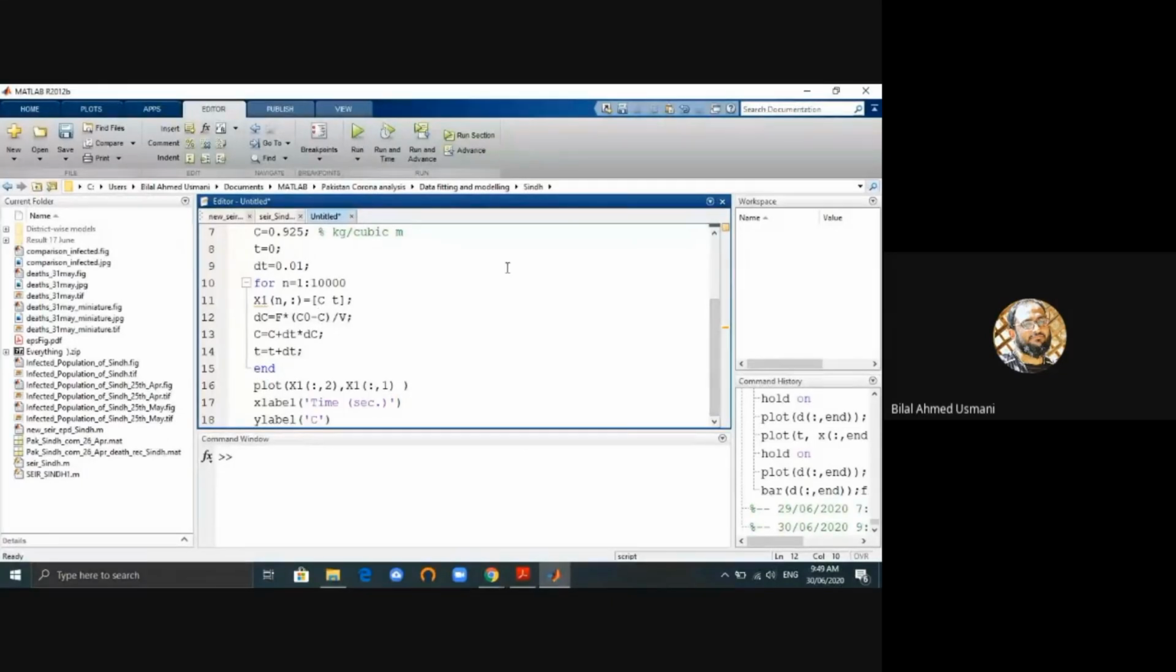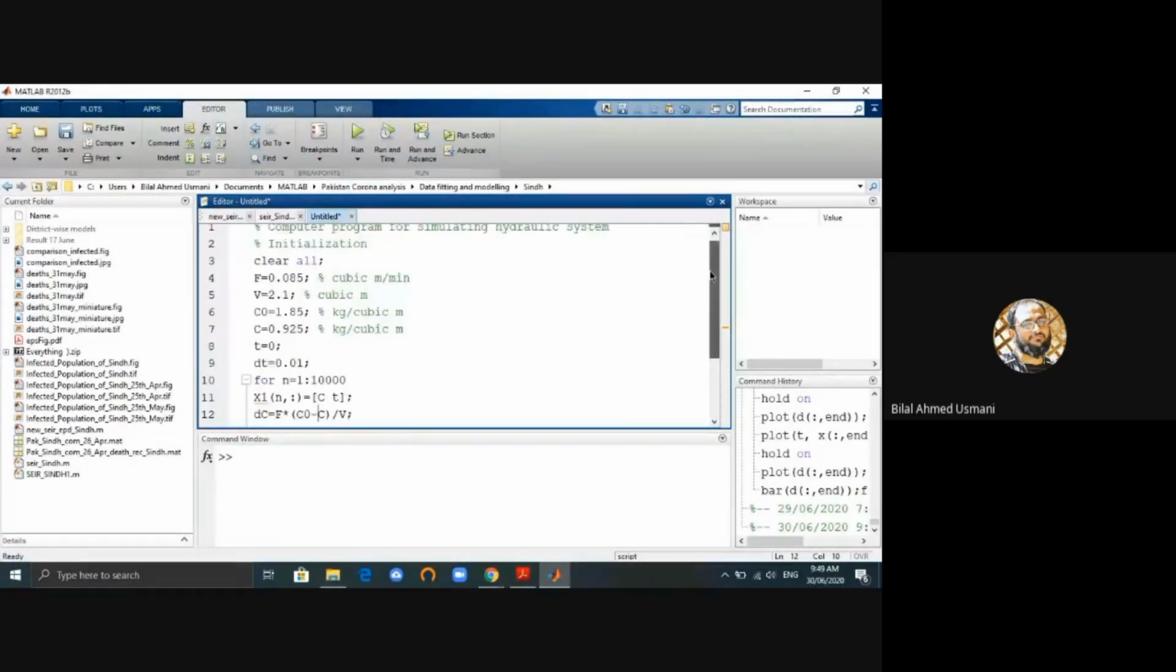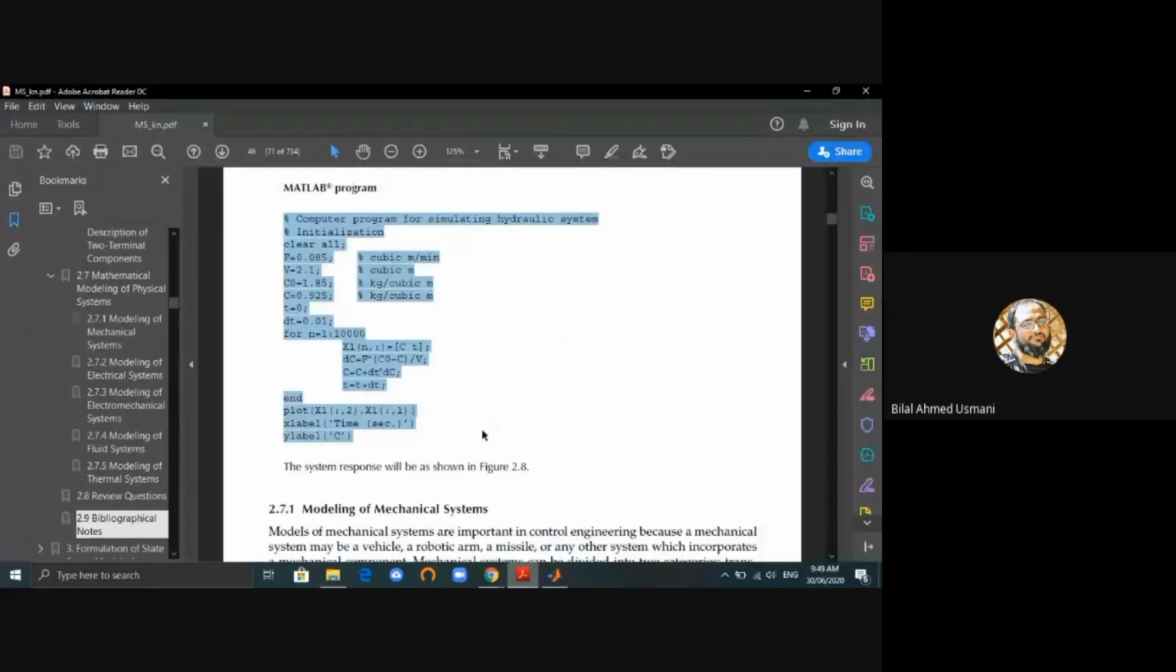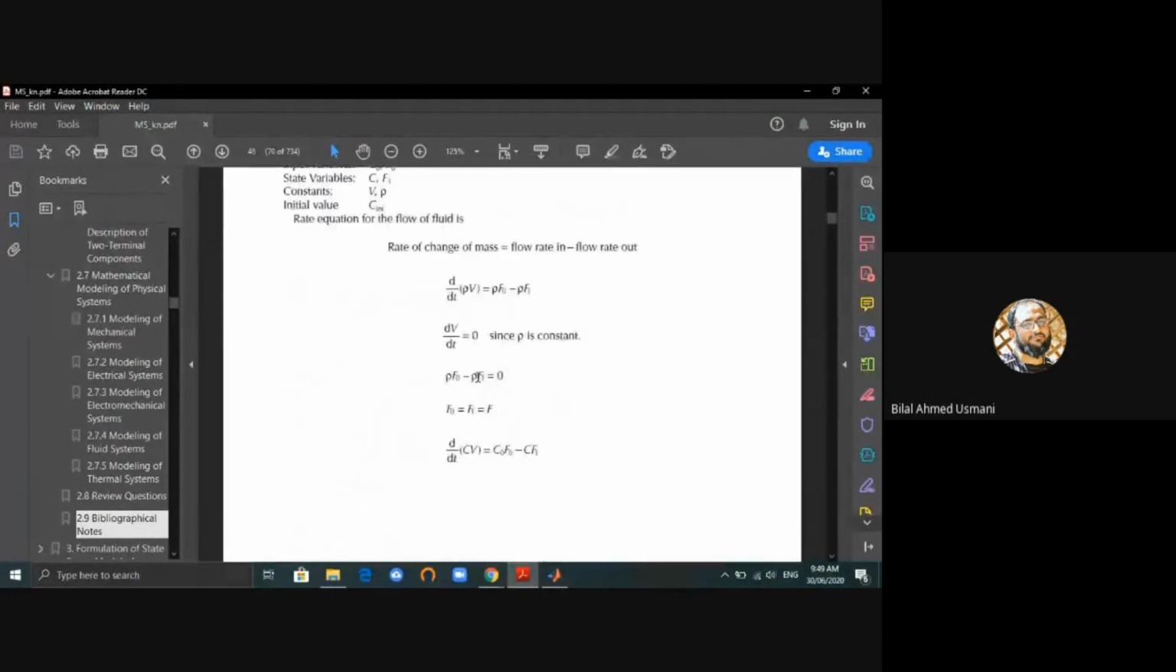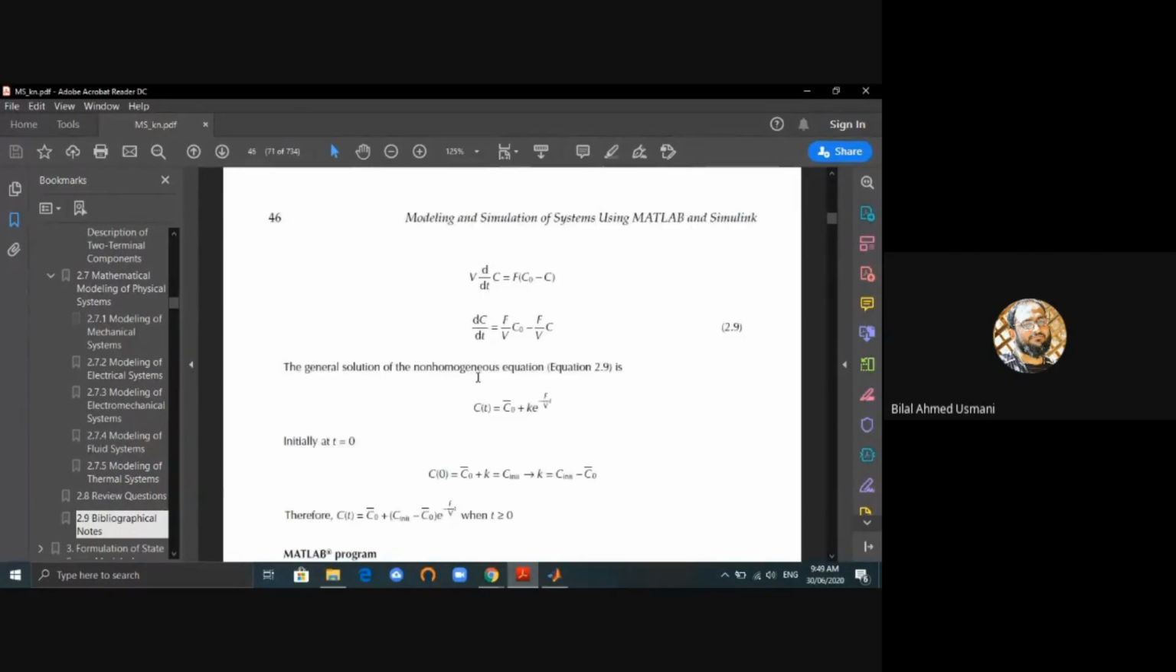What we have done in the last class is we have some parameters and we had a differential equation. So the differential equation was this. What was the differential equation? So the differential equation was this, 2.9 was the differential equation.